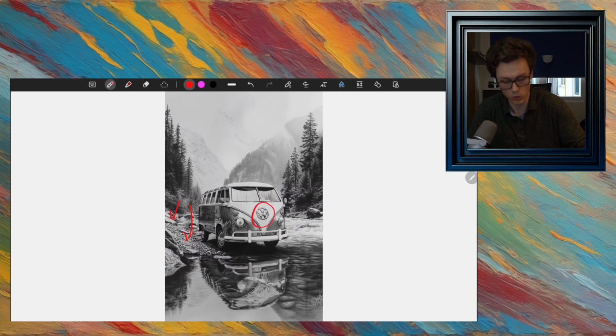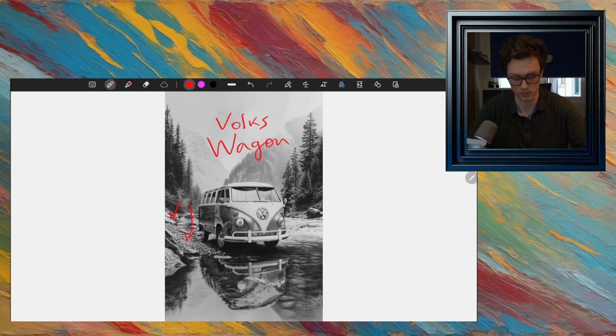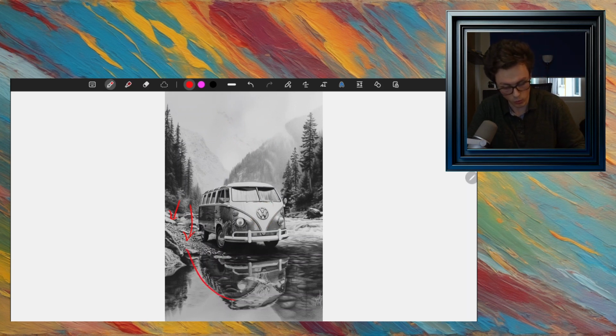So this is the logo for VW or Volkswagen. So it's a VW bus or a Volkswagen bus. It can also be called a van, also works. And we see here in the water, there's the reflection of the van. So this is not the van. This is the van. Here's the van. But we can see the reflection of the van in the water.